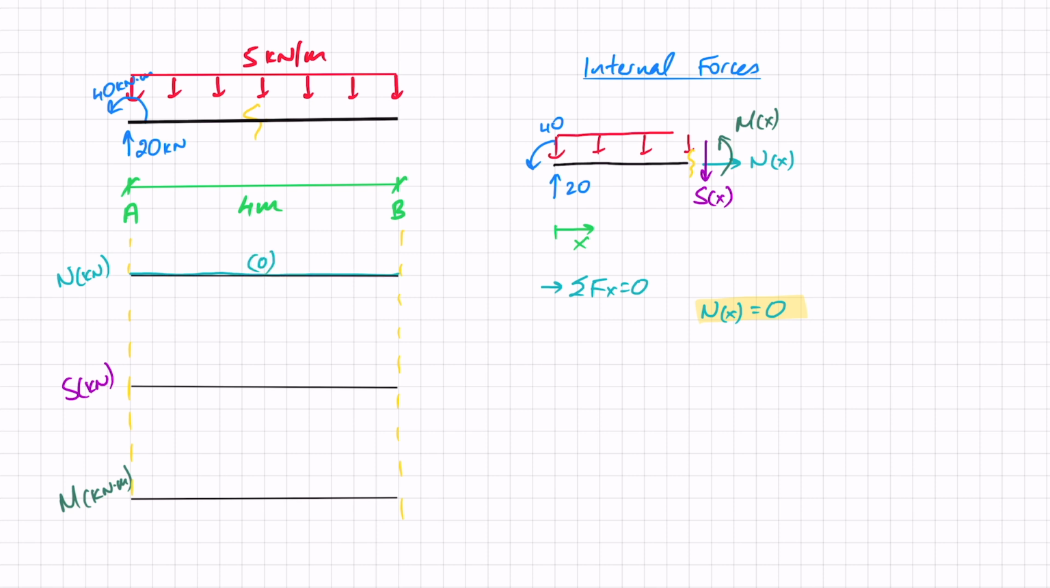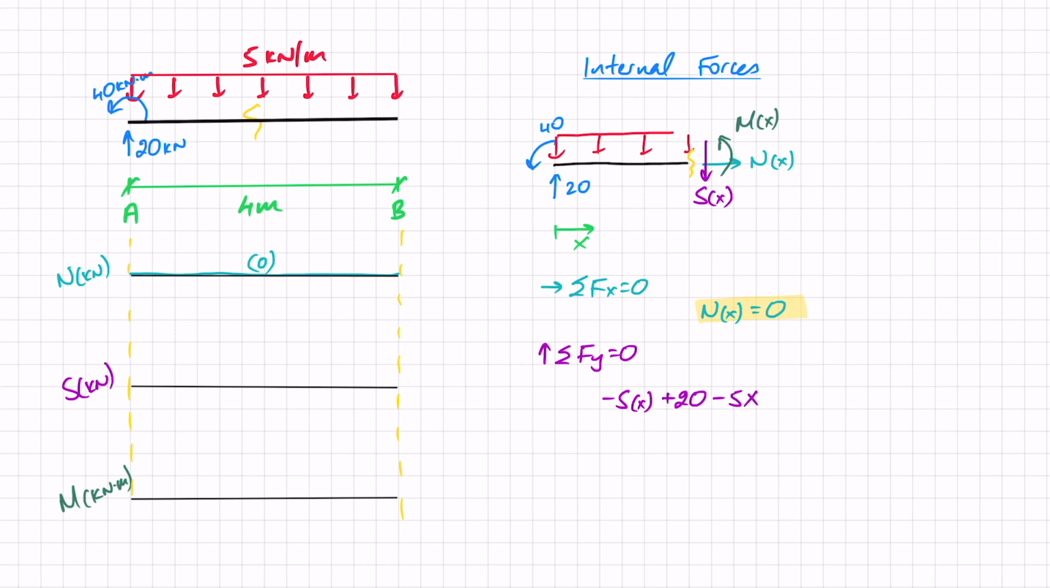Moving on, I'm going to sum forces in the y direction, with this being my positive y. If I do that, I see that I've got minus the shear force at the cut, Sx. I've got positive 20 from the reaction, and I've also got that part of the UDL. Now this is in the negative y, so minus 5 times x. That'll give me the force.